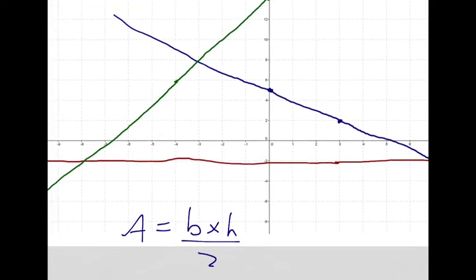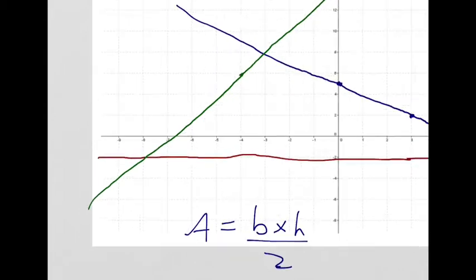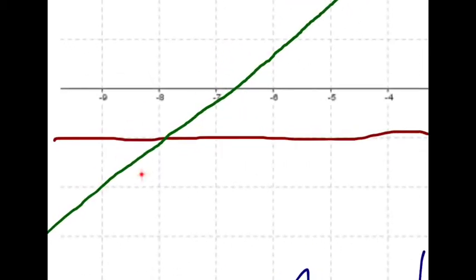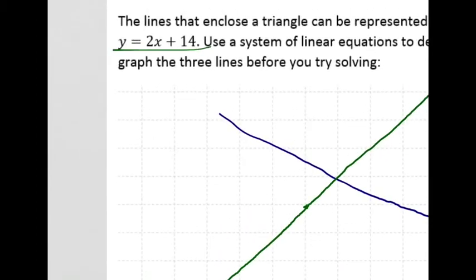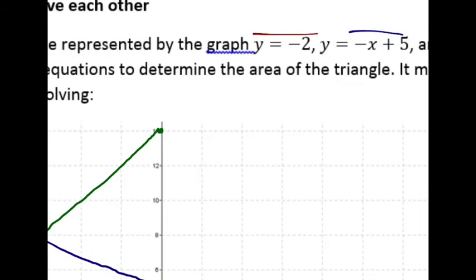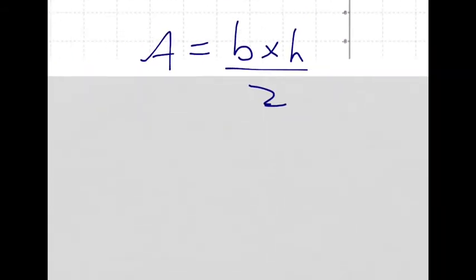So we're going to have to know those intersections for sure. And we can do that using a system of linear equations. Okay, so let's find the intersection between these two lines, the blue and the red. You'll remember that the blue line, sorry, that's green. The green line is 2x plus 14. The red line was just -2. So let's just set that system up really quick here. Y equals 2x plus 14. Y equals -2.